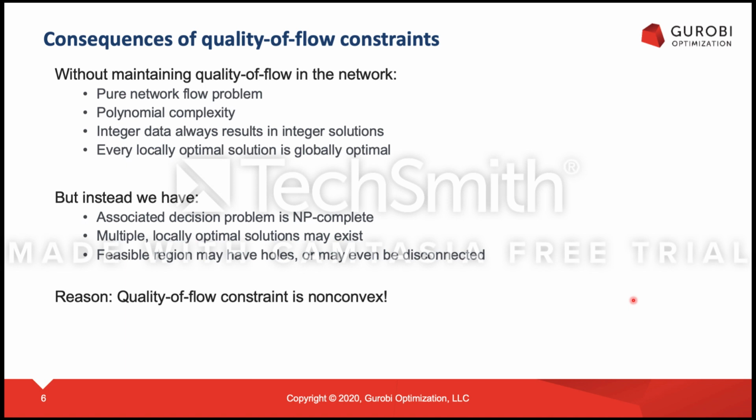But instead, now that we have these nasty quadratic constraints, the problem is NP hard. The problem may have many locally optimal solutions. Local solutions may not be globally optimal. And the feasible region, if you look at it from an abstract point of view, may have holes or may be disconnected, all kinds of nasty things happening here. And the reason is the non-convexity of these quality of flow constraints.